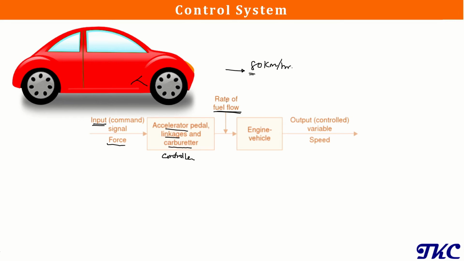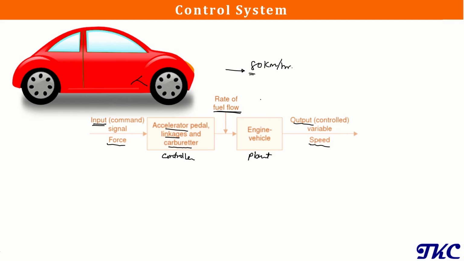Now this fuel goes inside the engine, and accordingly power is generated in the engine, and that drives the wheels. So it gives us the output in the form of speed. So here the engine of the car becomes the plant, and the speed that we are getting becomes the output.